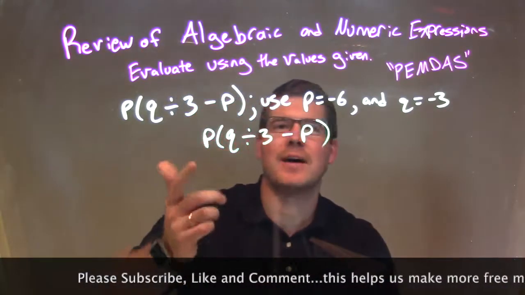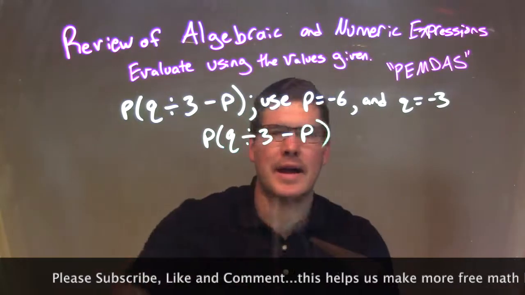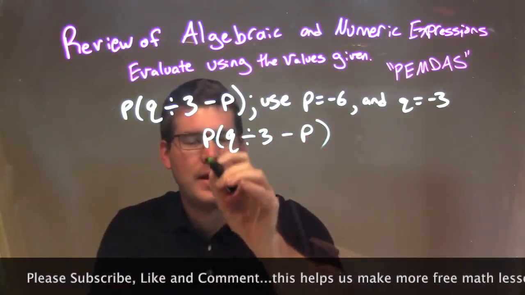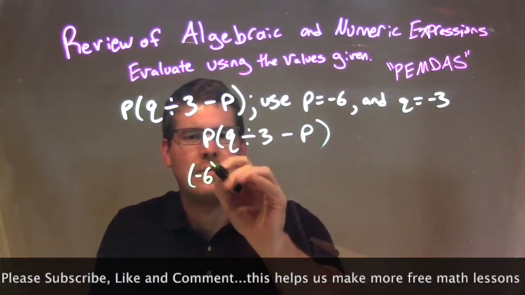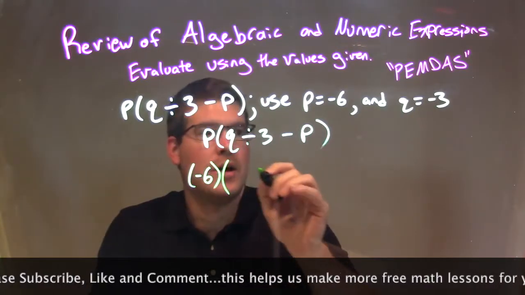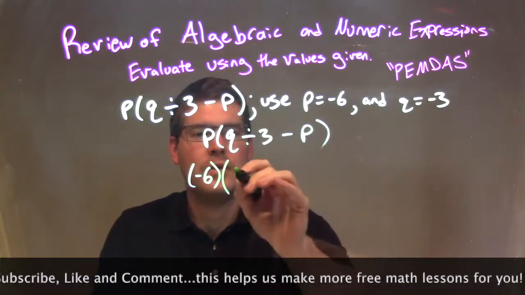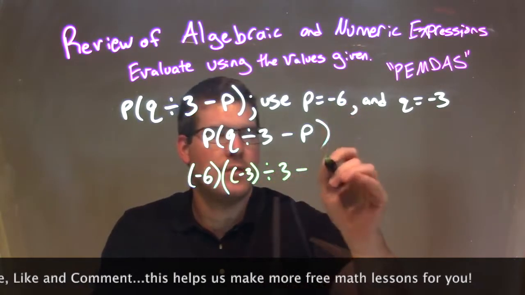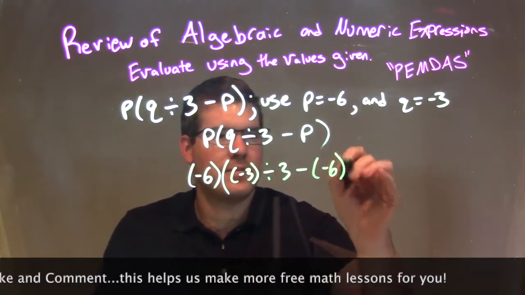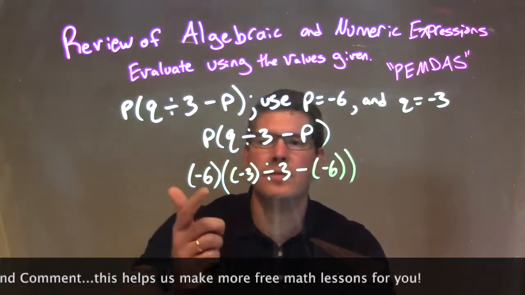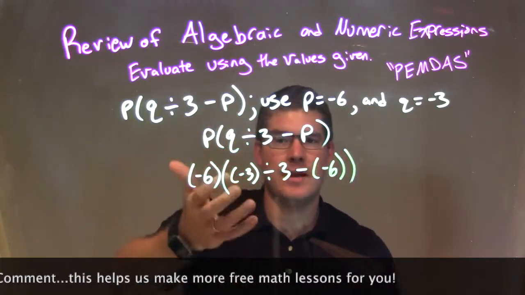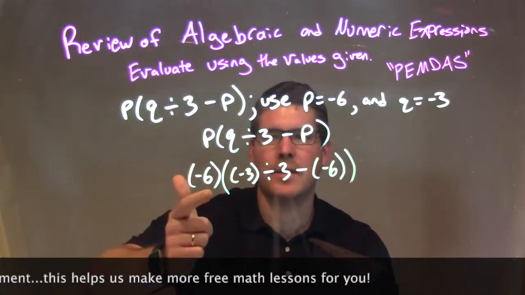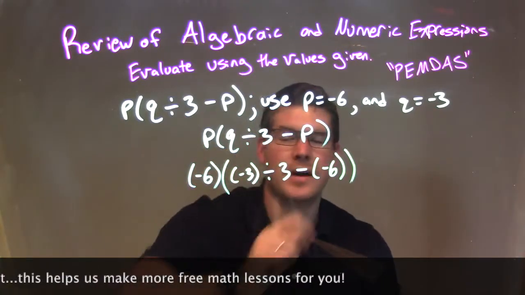Now every single time I see the letter P, I have to put a negative 6 in. So I see a P out here, I'm going to put parentheses around stuff that I substitute in. Then we have a Q. I see a Q, I'll put a negative 3 in for a Q, so we have negative 3 here. Divided by 3 minus this P becomes a negative 6. Okay? So again, I put parentheses around everything that I substituted in, just to know that I substituted that in. So again, P became a negative 6, Q negative 3, and this P negative 6.